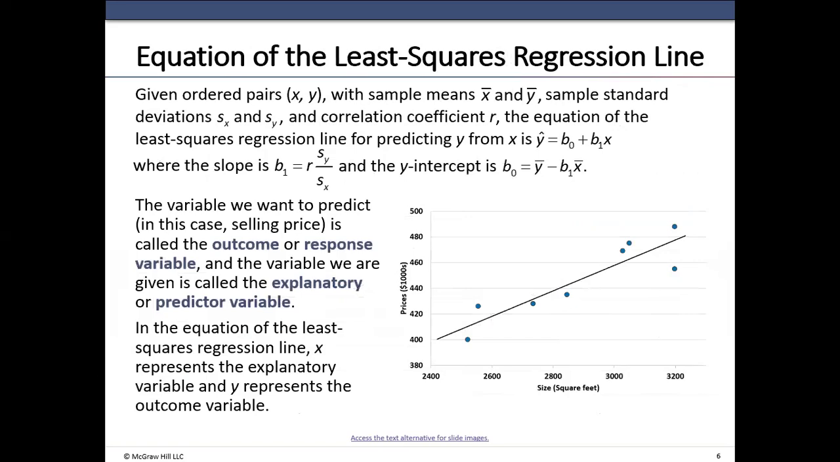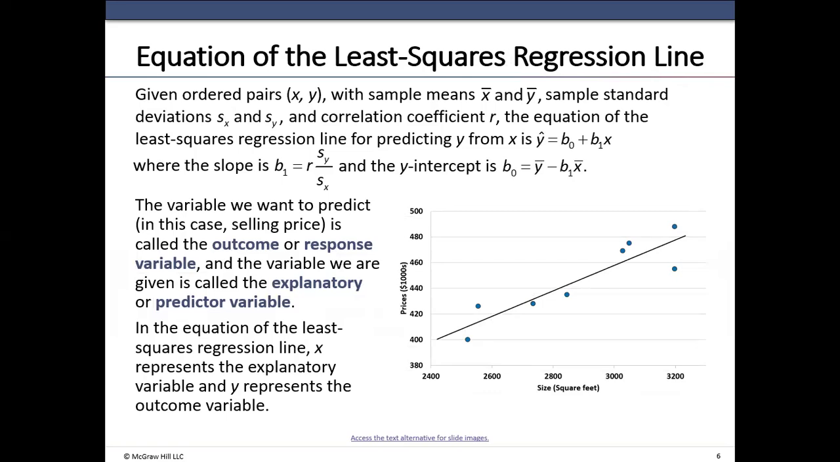Given ordered pairs x and y, the sample means x bar and y bar, the sample standard deviations sx and sy, and the correlation coefficient r, the equation of the least square regression line for predicting y, we want to predict or forecast the value of y from x, is y hat. Notice y with the thing at the top, called y hat. What does it mean? It's the predicted value of y.